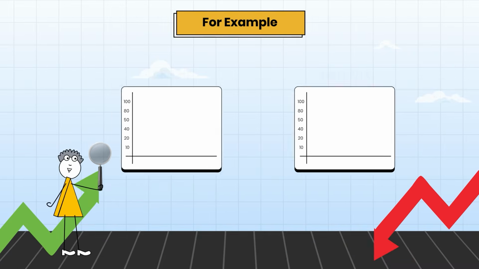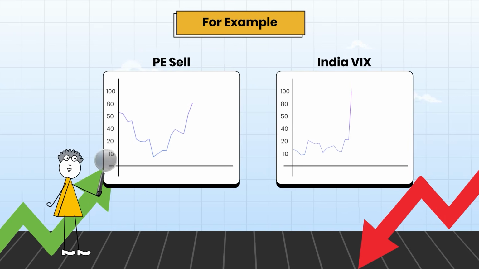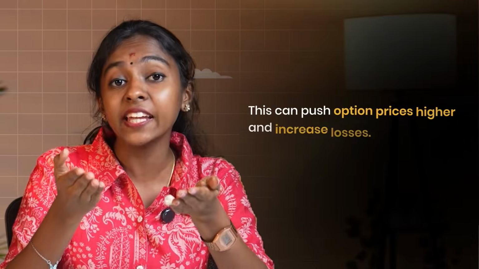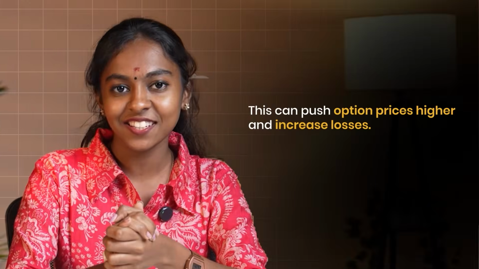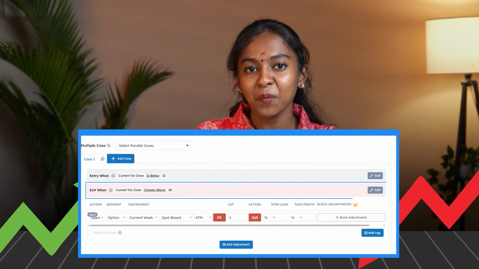Let me explain with an example. If you sold a put option and the VIX starts rising sharply, it signals increasing volatility and the risk of sudden market moves or sharp correction. This can push option prices higher and increase losses. By using a VIX-based exit rule, you can exit early and protect your positions before volatility spikes further.